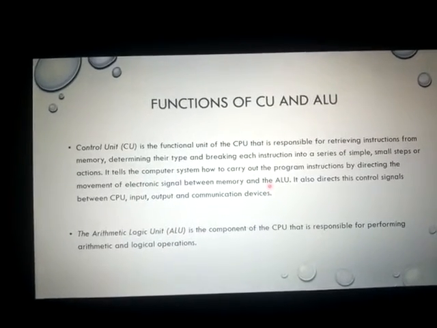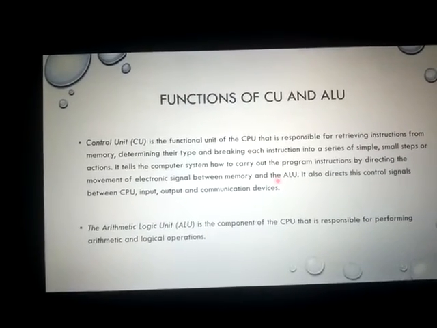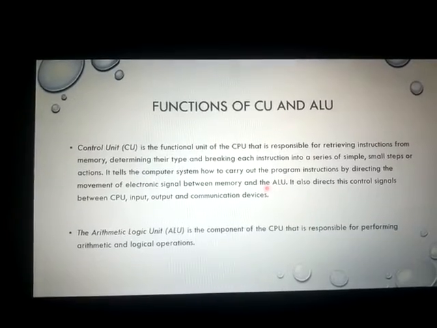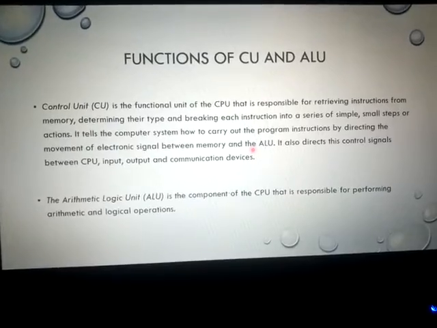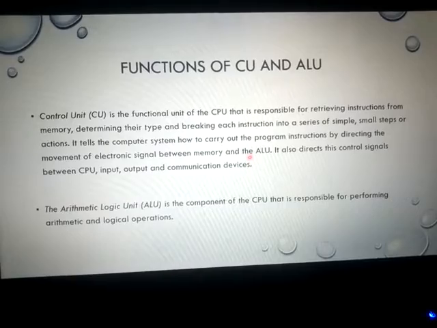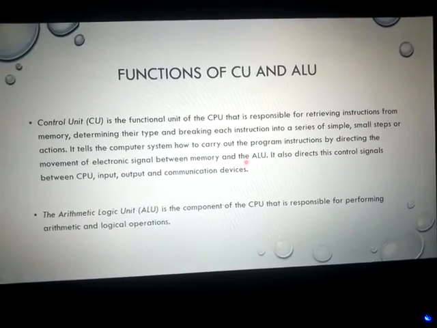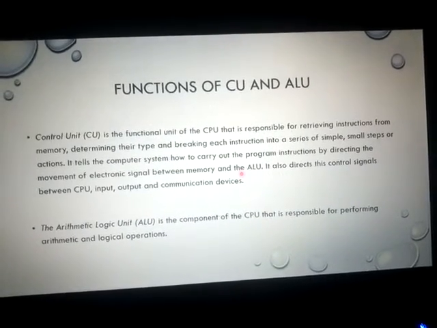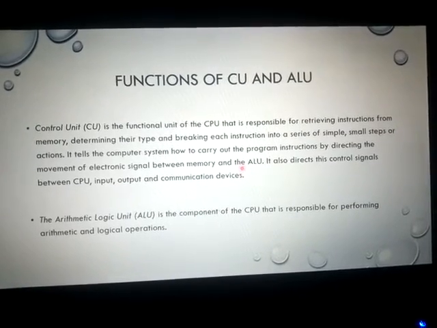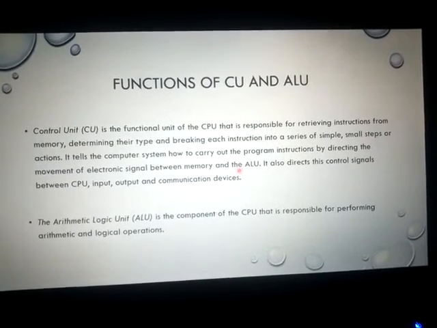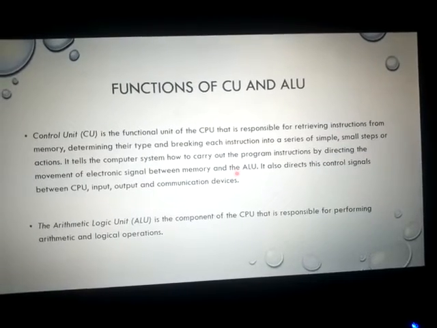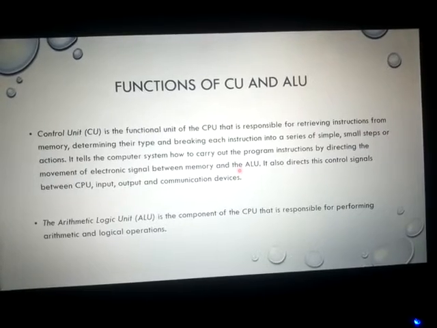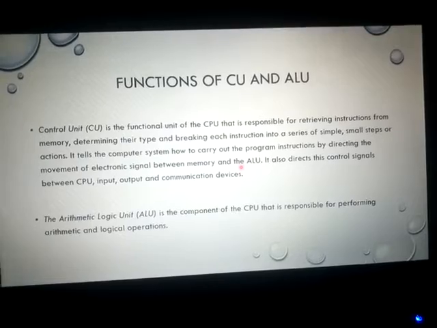Then let's look at the functions of each. What are the functions of the control unit? The control unit is the functional unit of the central processing unit that is responsible for retrieving instructions from memory, determining their type, and breaking each instruction into a series of simple small steps or actions.